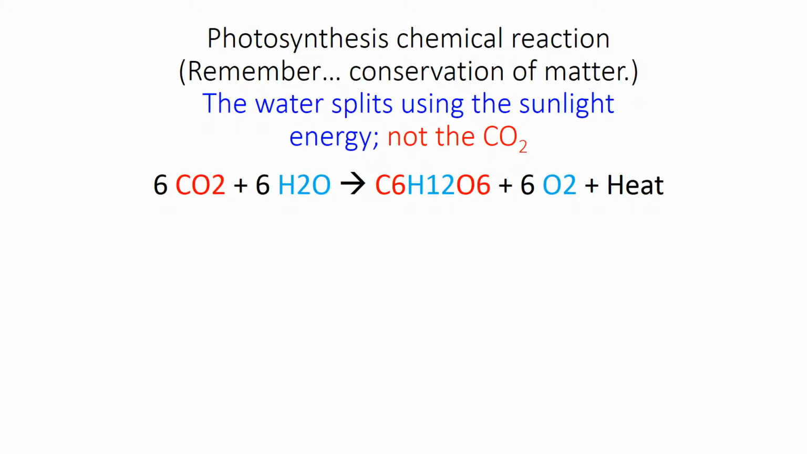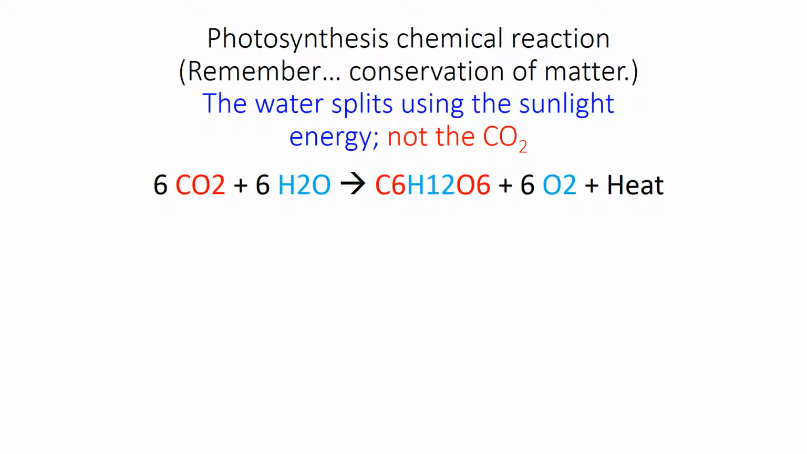All right, so let's look at this chemical reaction. Okay, and remember, the conservation of matter states that matter cannot be created nor destroyed, so I have to have the same amount of atoms on the left side of the equation as I do on the right hand side of the equation. That's what we call a balanced chemical reaction. And look at the colors here. The colors represent where these molecules are going.